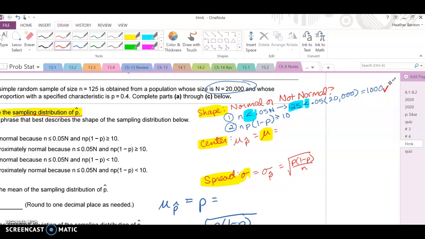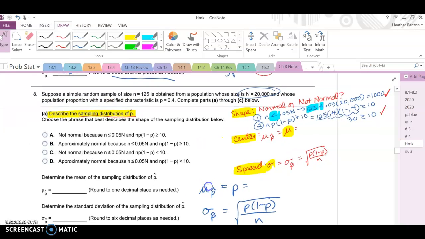All right, rule number 2, n times p times 1 minus p has to be greater than or equal to 10. So in this case, we have 125 times 0.4 times 1 minus 0.4. Is that greater than or equal to 10? And so I put this in my calculator and it comes out to 30. And so yes, it is greater than or equal to 10. So yes, we are approximately normal because we met both of our rules.